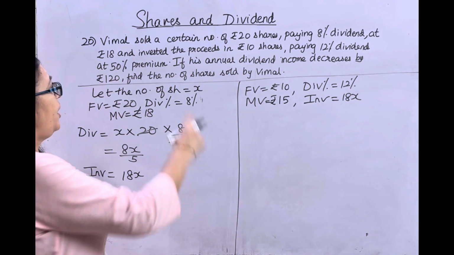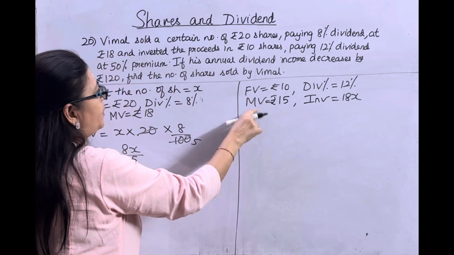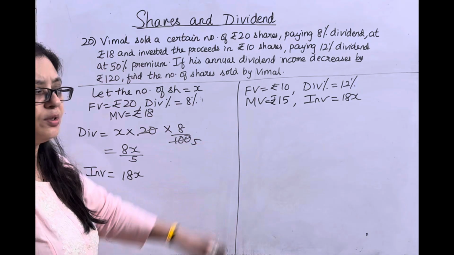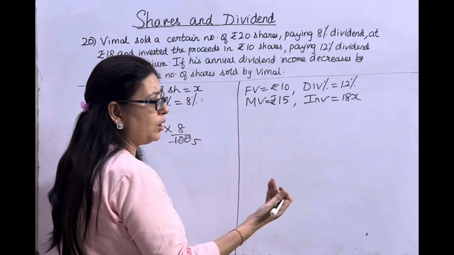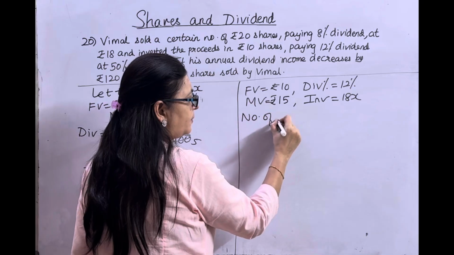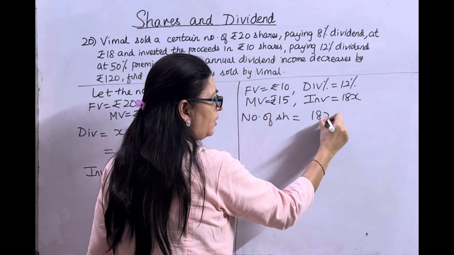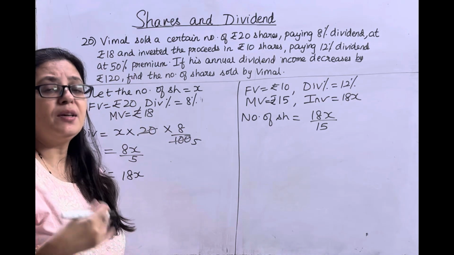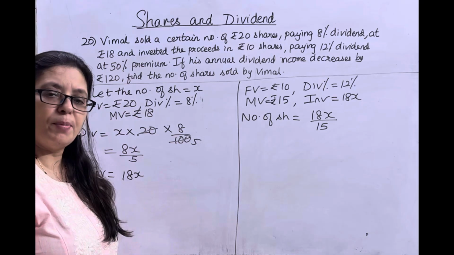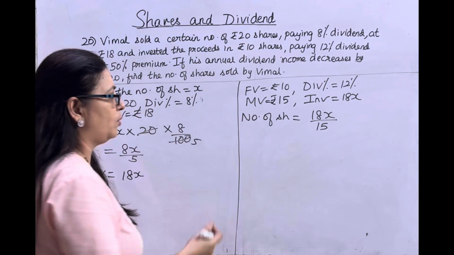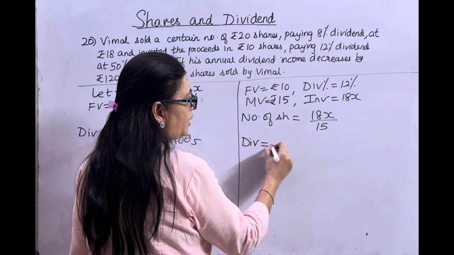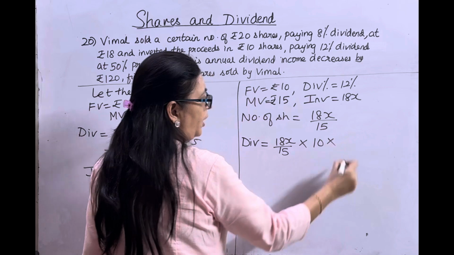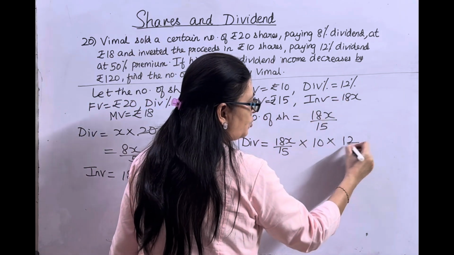Now this investment he invested here in this company. Okay. Now he invested the proceeds in this company, paying 12% at 10% premium. Now you will have to find the dividend for this also. So how will you find dividend? You don't know the number of shares. So number of shares is equal to investment upon market value, right? Why? Because investment is number of shares into market value. So number of shares would be investment upon market value. Now find the dividend. So dividend is number of shares into face value into dividend percent, which is 12%.